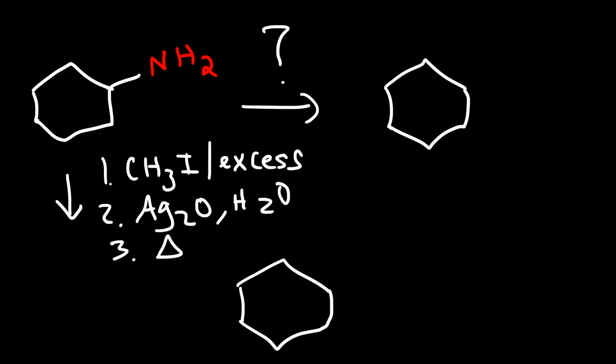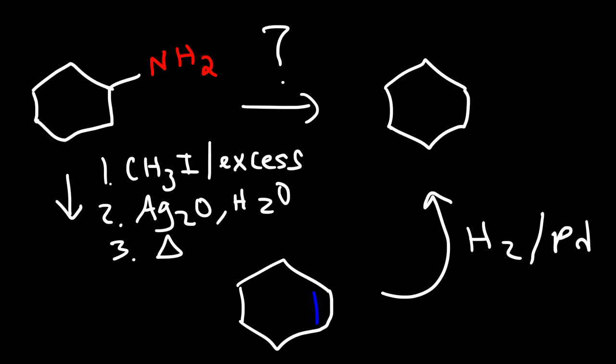Now the last thing we need to do is basically hydrogenation. So we can react this with hydrogen gas and a palladium catalyst. And so that's how we can completely get rid of the NH2 group from that ring.